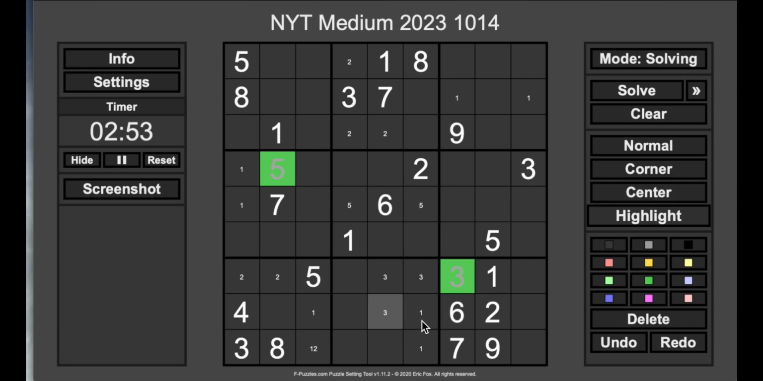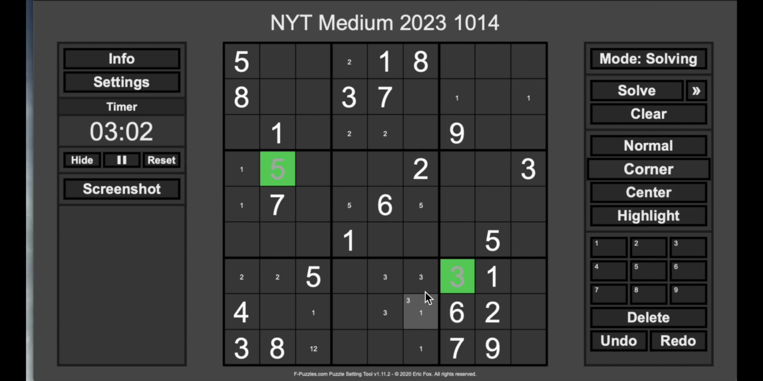Which means that actually, well, 3 has to be one of these 3. Cannot be here. 4, any easy ones on that one. There's only one 4 on it ironically, so no 4. From here, here.